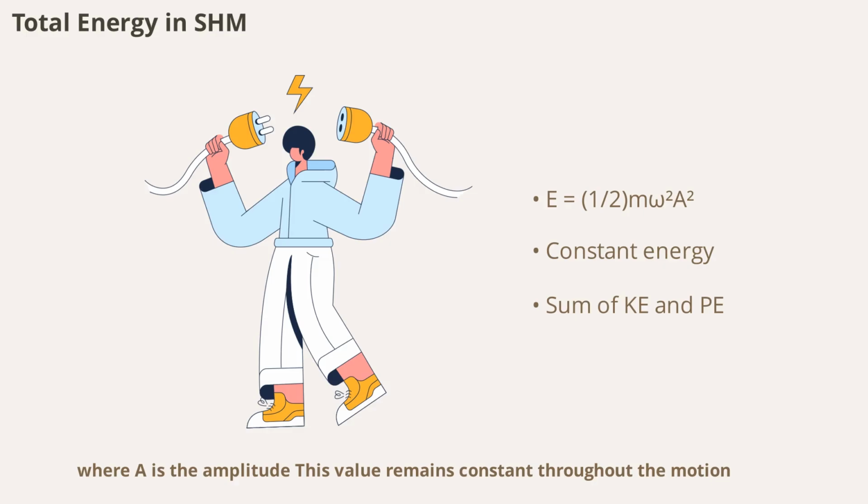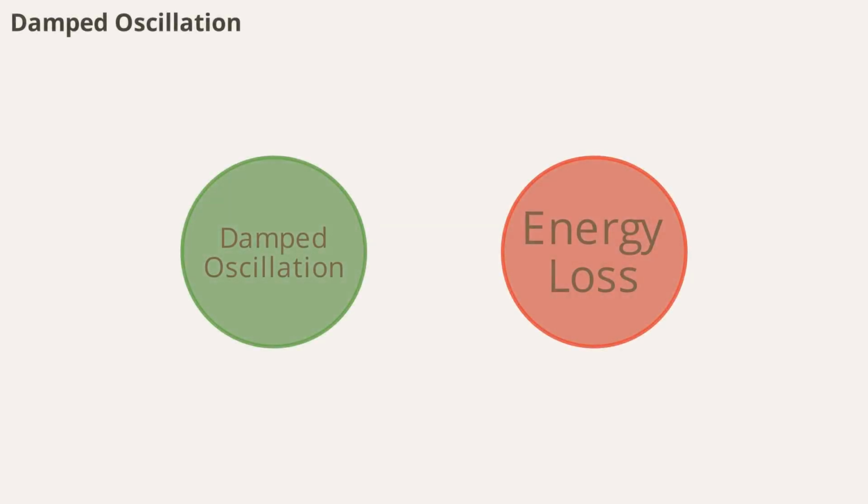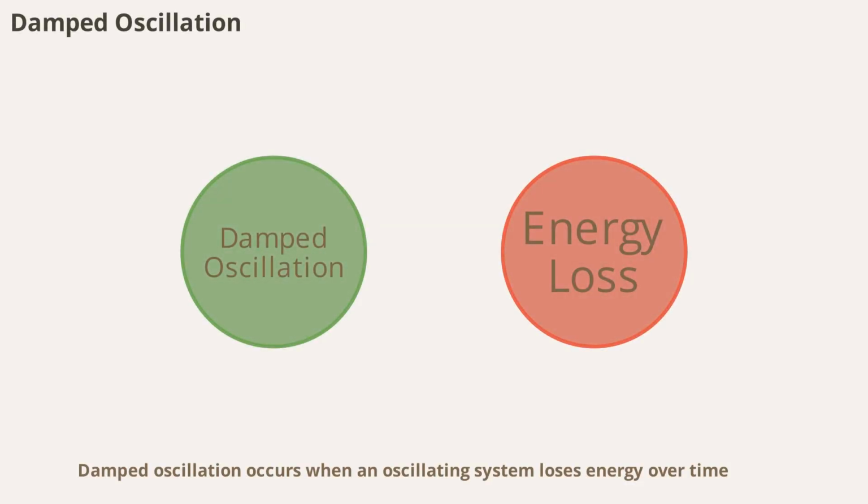This value remains constant throughout the motion, as long as there's no energy loss due to friction or other forces. The constancy of total energy is a hallmark of ideal SHM and is crucial for understanding energy conservation in oscillatory systems.